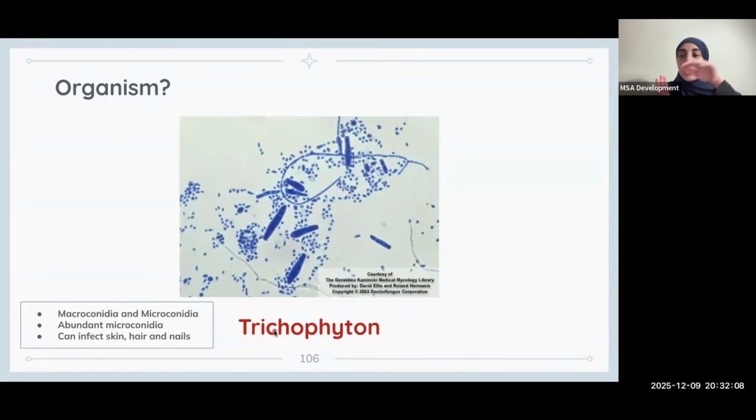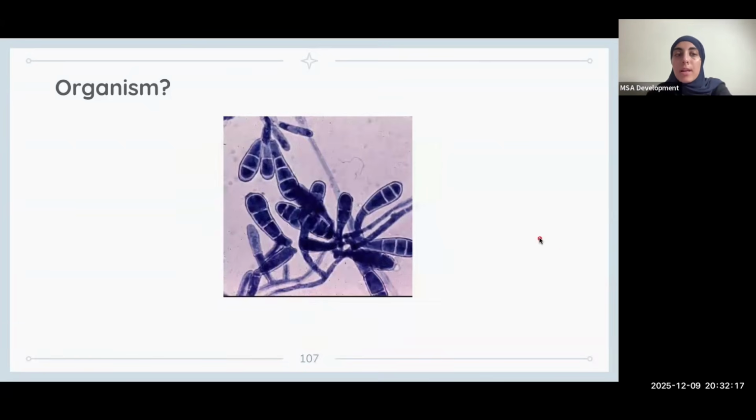And trichophyton, remember, tri is 3. It infects the skin, the hair, and the nails. Okay? Know the picture. Again, pencil-shaped macroconidia. And the last one is this one.